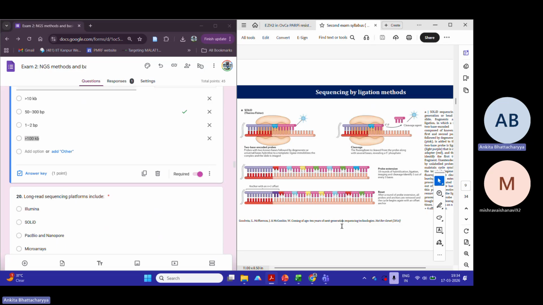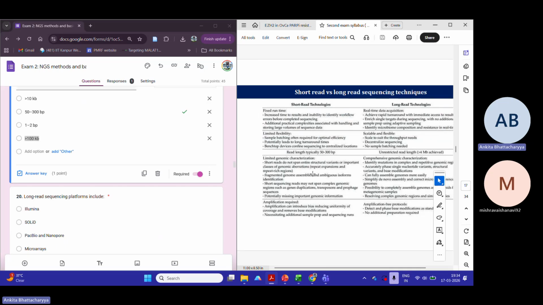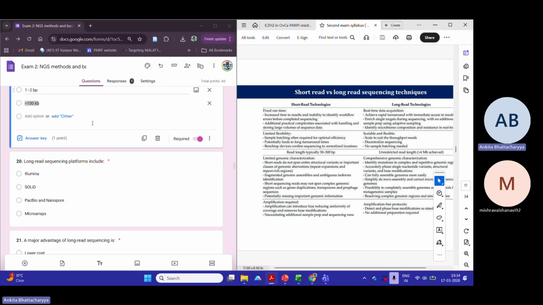So again, this was present in our slide, I think itself. Yeah. So typically short read sequencing gives you somewhere between 50 to 300 base pairs, whereas for long read sequencing, you'll have more than 4 megabases that can be decoded. So the correct option is 50 to 300 base pairs.